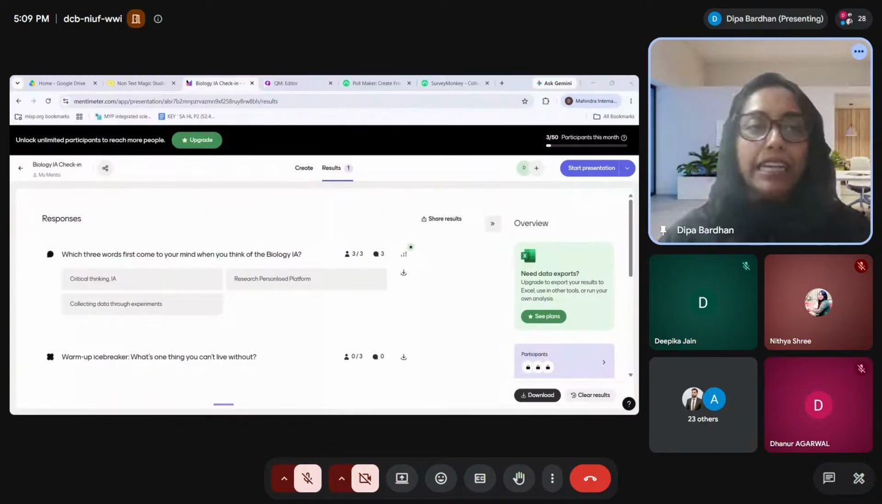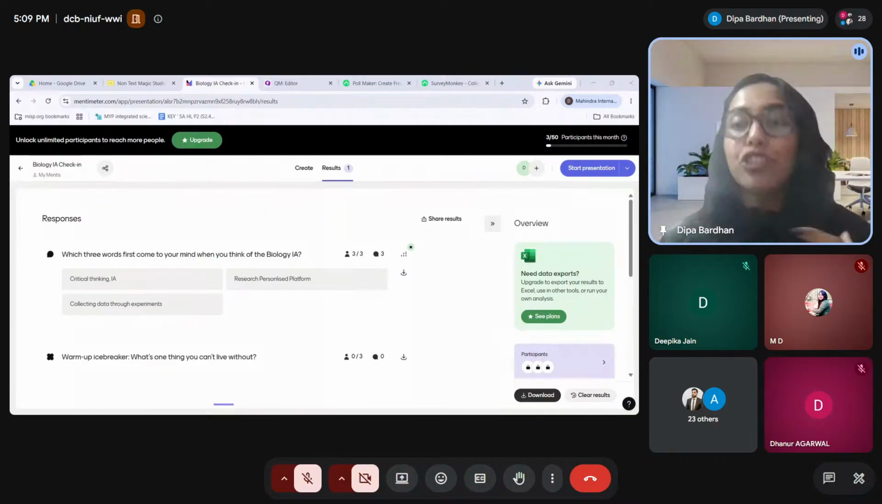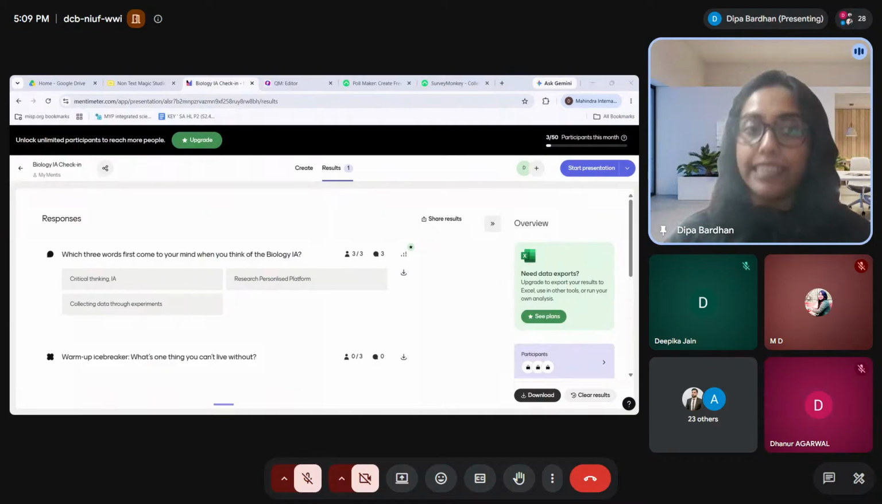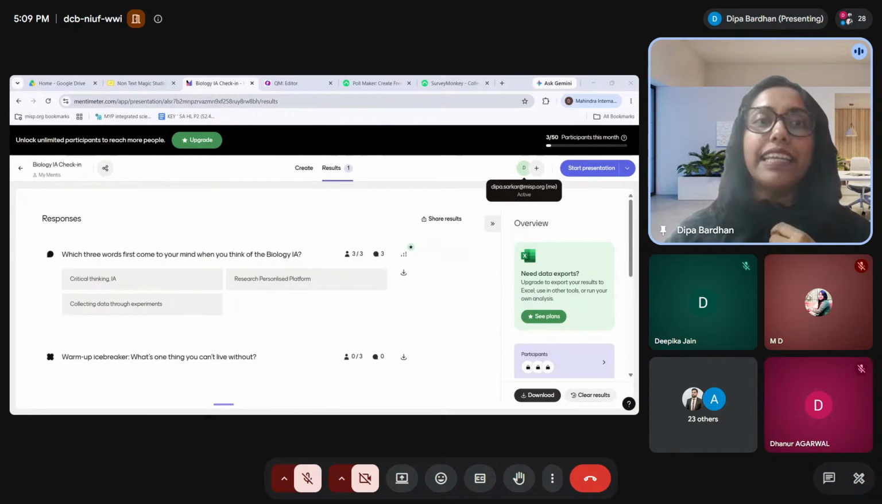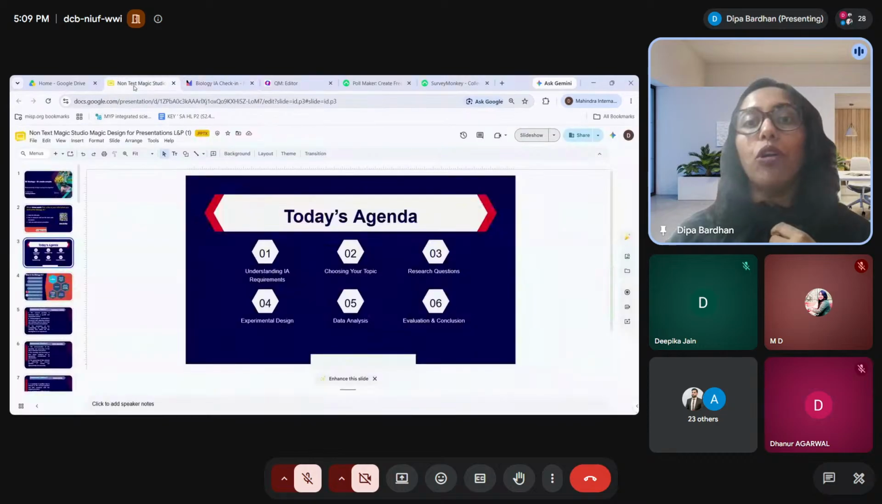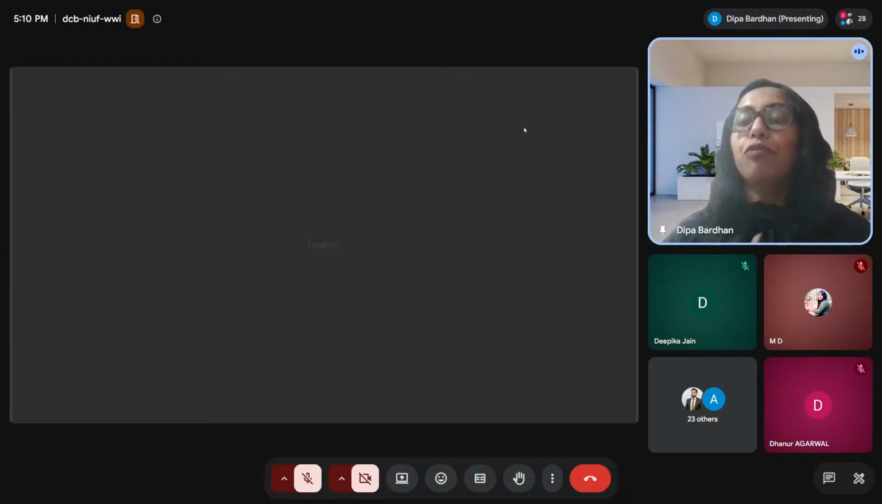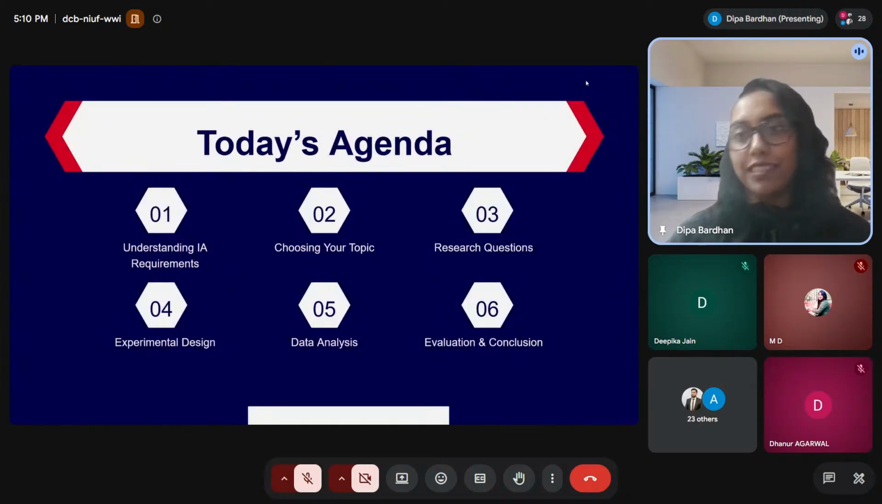So coming to the next point, collecting data through experiments. Data has prime importance in IA. Not only data collection, but also the analytical aspect of data analysis. So yeah, good. And critical thinking, of course, critical thinking is required if you want to pursue any scientific investigation. Without critical and creative thinking, it won't be a very successful one.